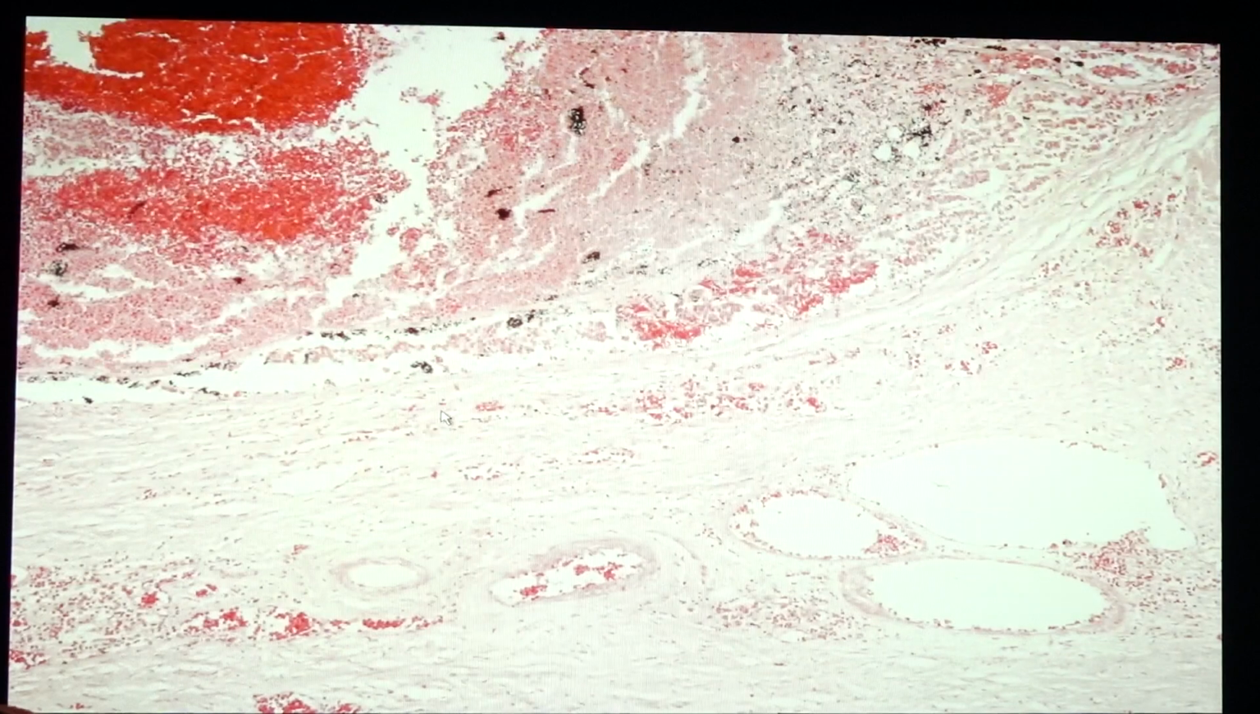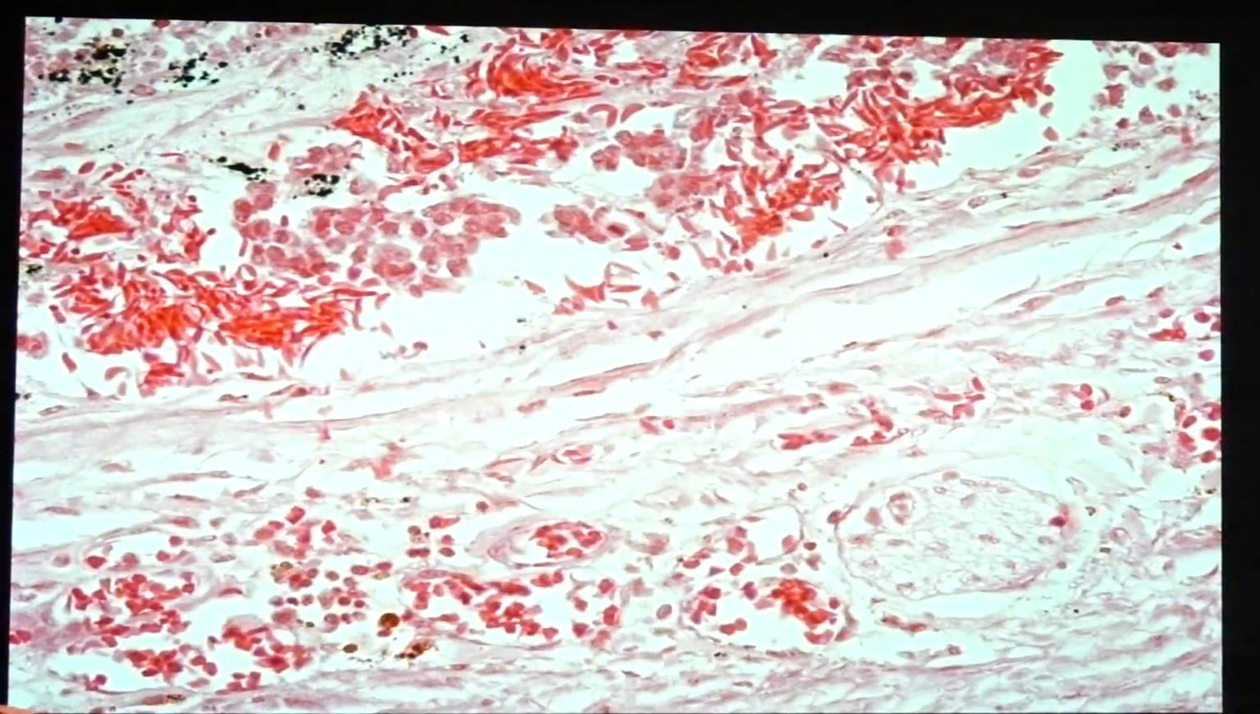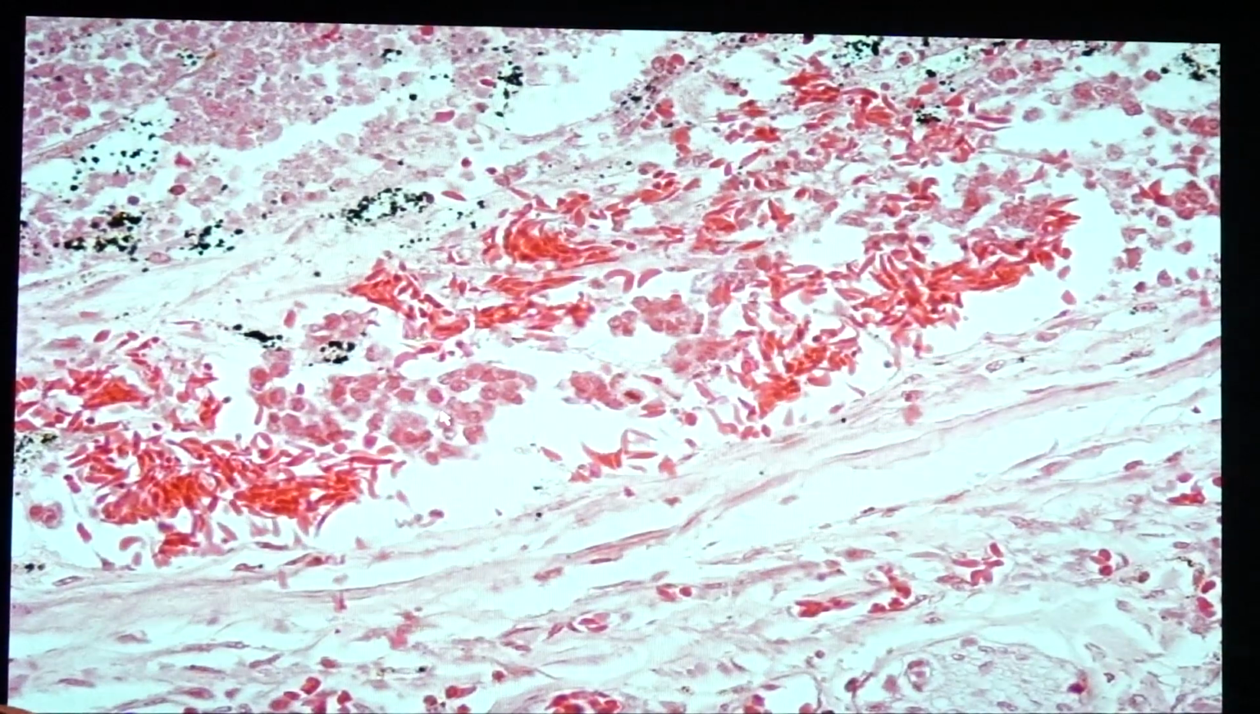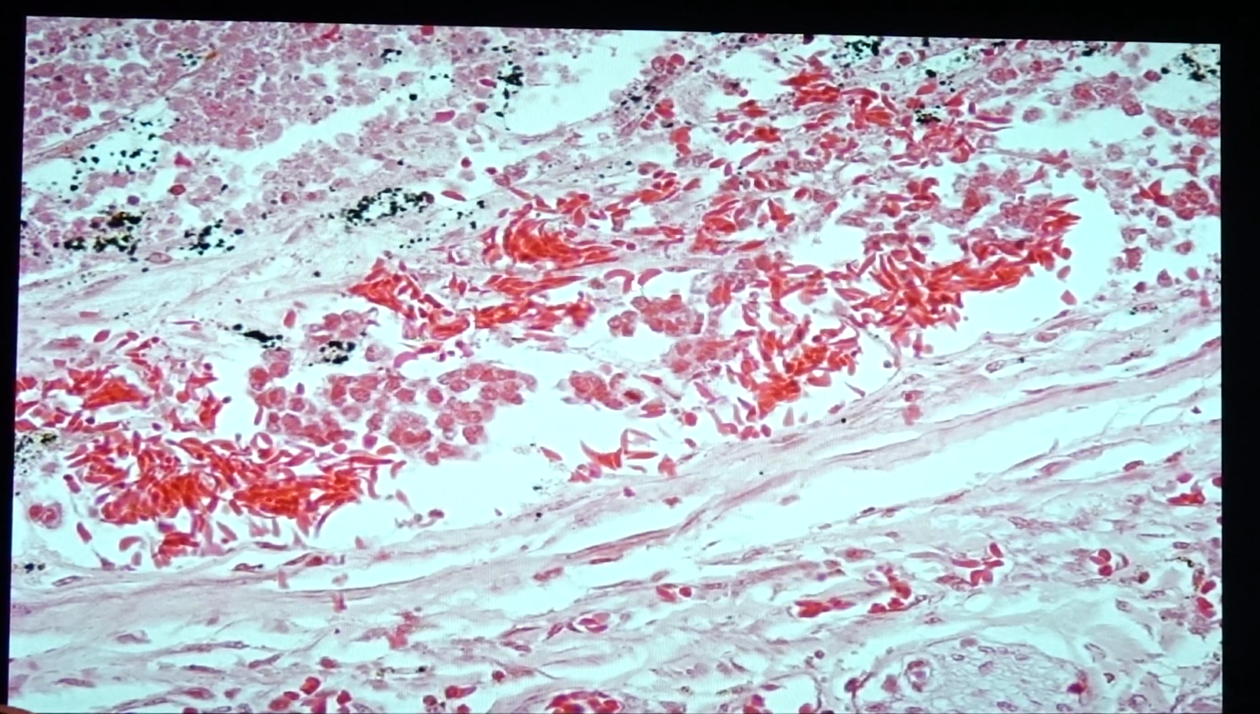Okay. For crushing, I think here you would see the presence of the crushing artifact. Okay, crushing artifact, wherein the nuclei would then become darker, okay, and then elongated. So this is what we call the crushing artifact.